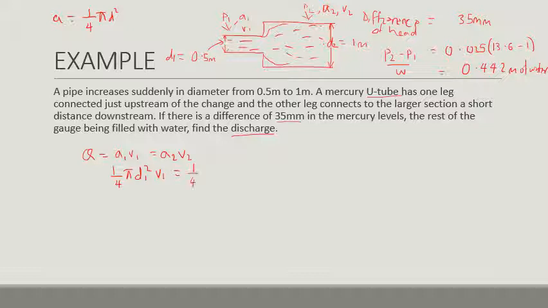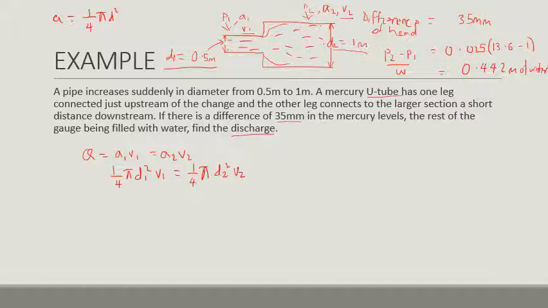1 over 4 pi d2 square v2. So we see that some things are common in both sides, but firstly let us know, what do we know and what do we not know? We know our d1 and we know d2, but we do not know v1, neither do we know v2, so we cannot just calculate the discharge straight up. So we first have to find v1 or v2 to calculate the discharge.